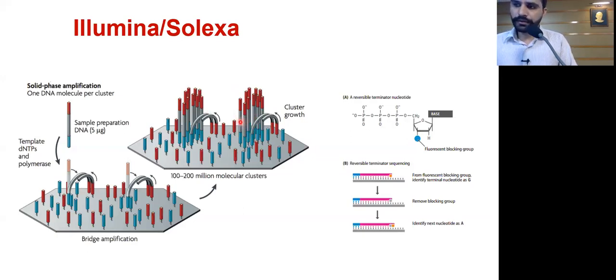After they become a cluster, they are sequenced by a method where we have fluorescently labeled nucleotides. Similar to Sanger sequencing, all 4 nucleotides are labeled differently. When the nucleotides get incorporated, they emit a different color of light. We can detect that light, and we come to know what the sequence was at that position.